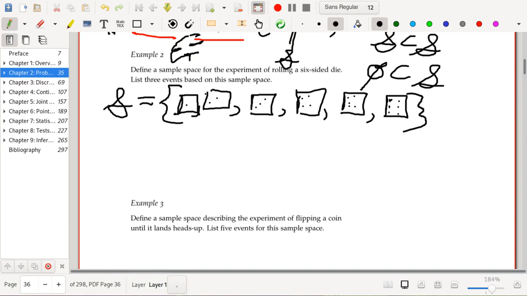And now I'm going to list three events based on this sample space. So one event is the empty set. I'm just going to say it right now. The empty set is a subset. So here we go. We get one event for free.